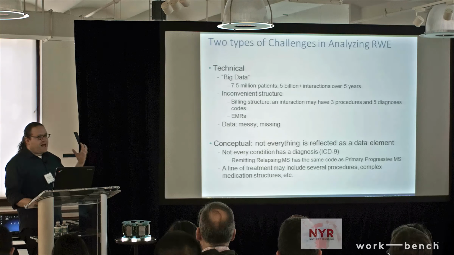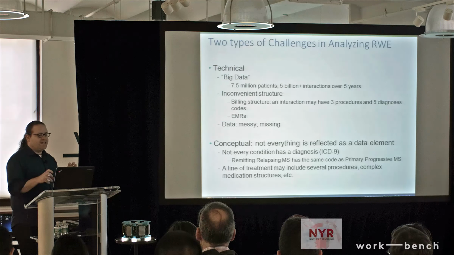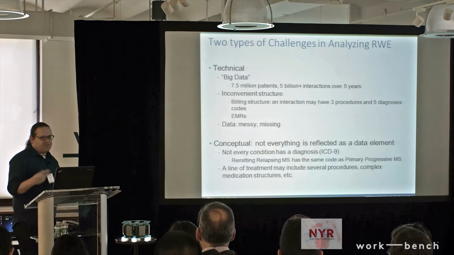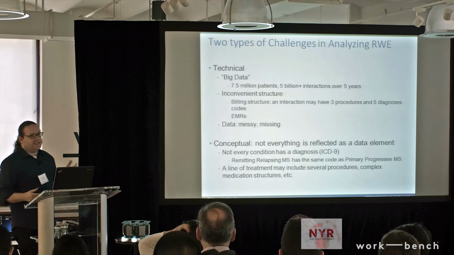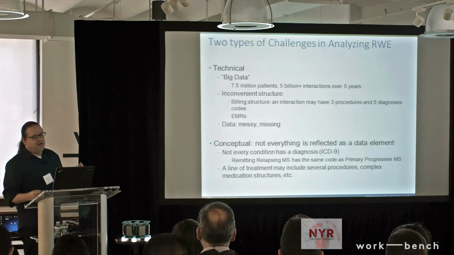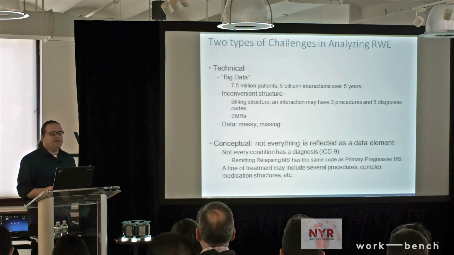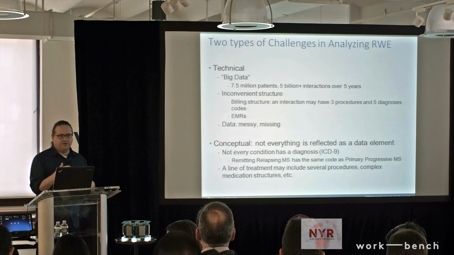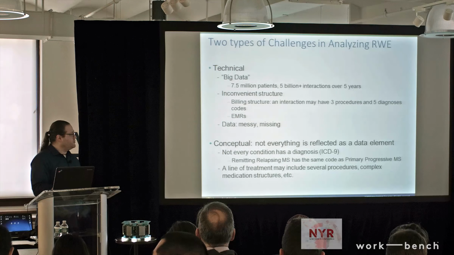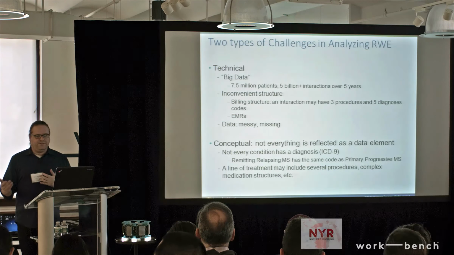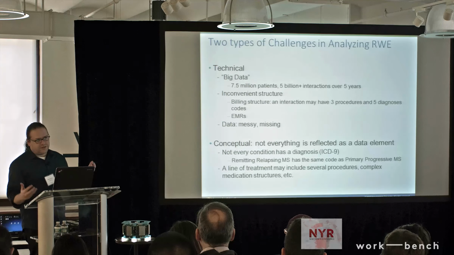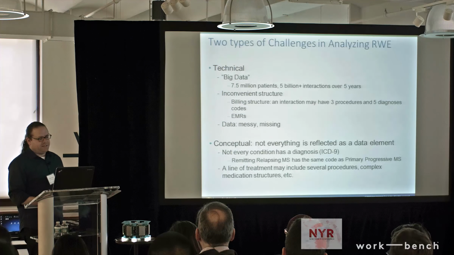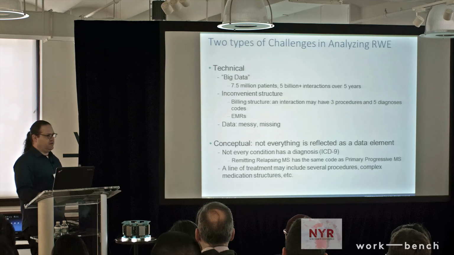So when you analyze it, there are two types of problems, right? One is technical. It's big data. It's not really big, but specifically the example I'm going to show here, we had 7.5 million patients. We had 5 billion interactions between patients and providers over a period of 5 years. Is it too big to hold in a normal database? Not really, but it becomes kind of annoying.